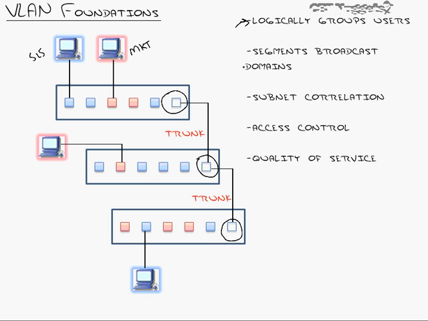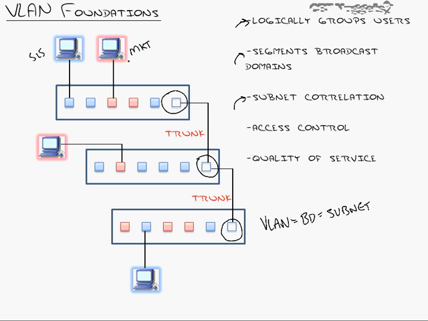So the VLAN segments broadcast domains, and it also correlates to a subnet. I actually saw a statement on Cisco's website when I was looking for some VLAN information. I thought it was great. They said a VLAN equals a broadcast domain equals a subnet, meaning all of those things are equal terms.